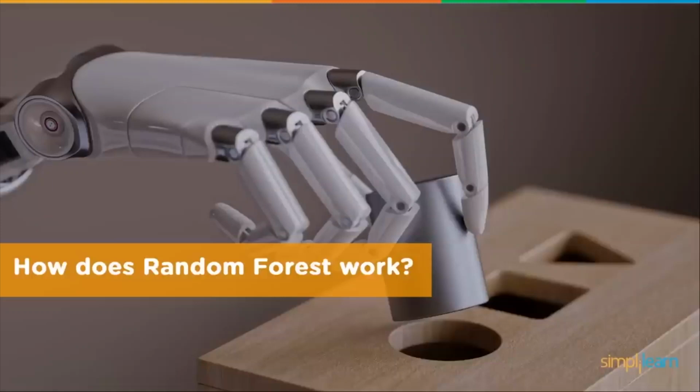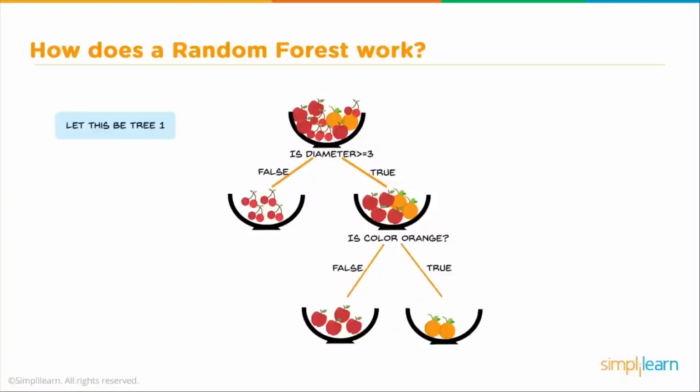But what we really want to know is how does a random forest work as a whole? So to begin our random forest classifier, let's say we already have built 3 trees. We're going to start with the first tree that looks like this. Just like we did in the example, this tree looks at the diameter. If it's greater than or equal to 3, it's true, otherwise it's false. So one side goes to the smaller diameter, one side goes to larger diameter.